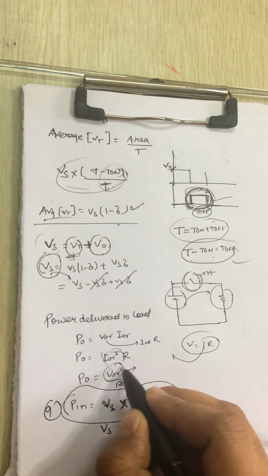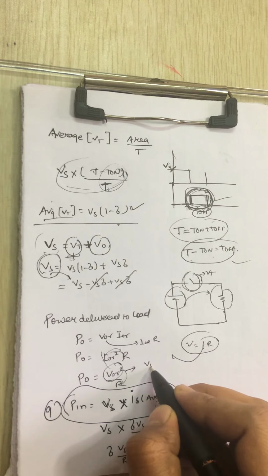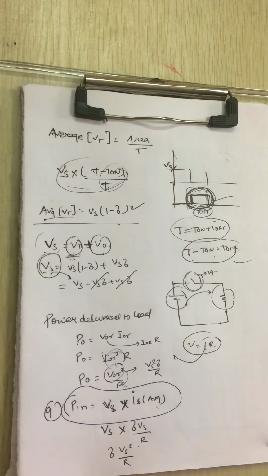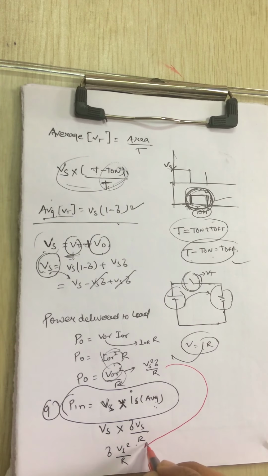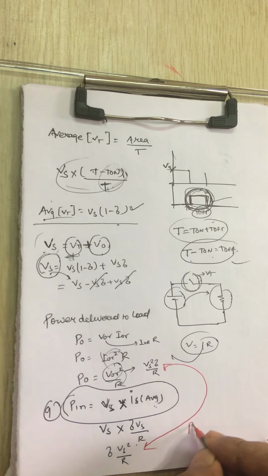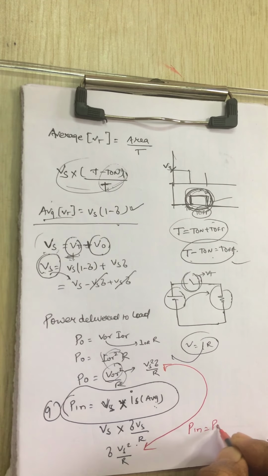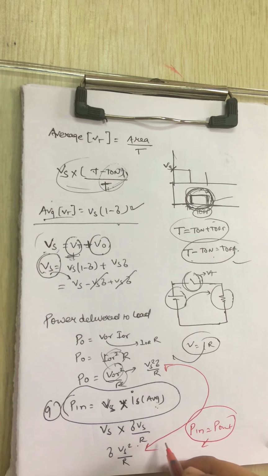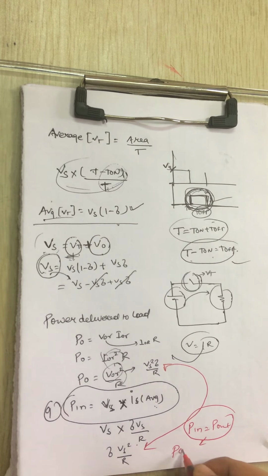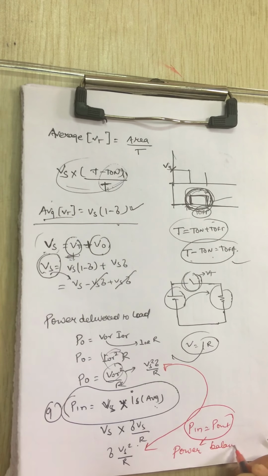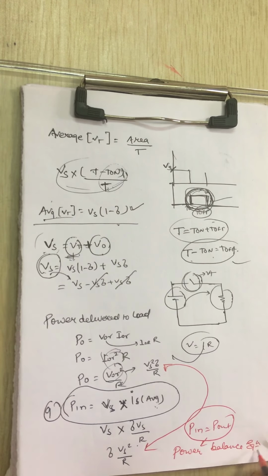If you replace VOR over here, you will get Vs square into delta by R. So you can say that this input power is equal to the output power, P input equals P output, and this equation is called the power balance equation.